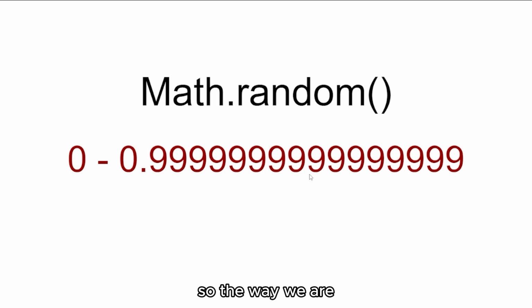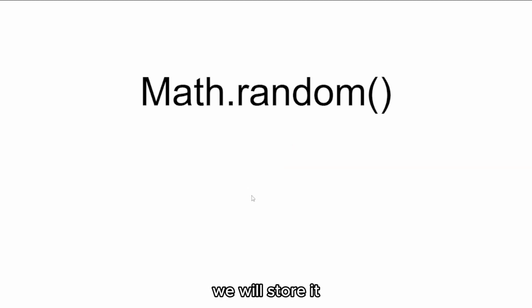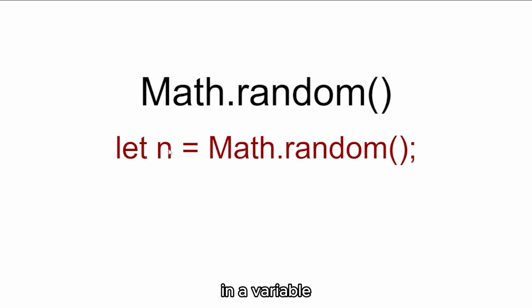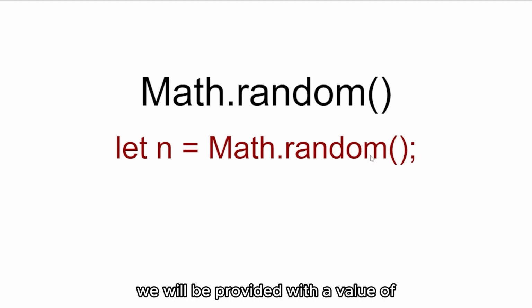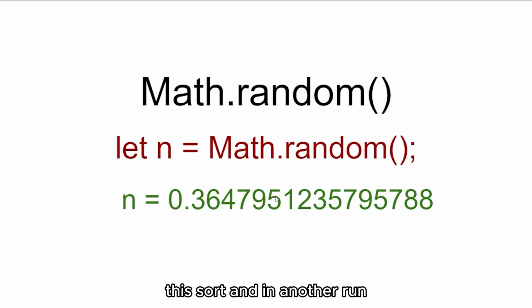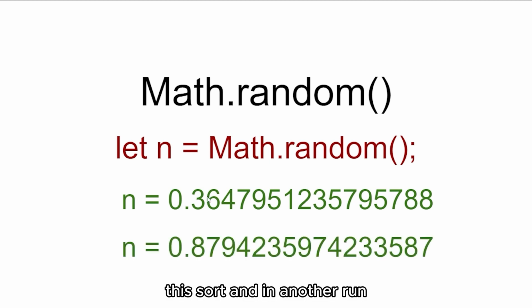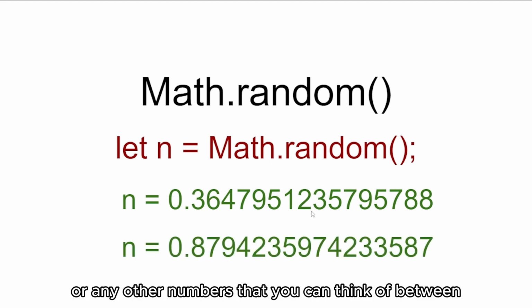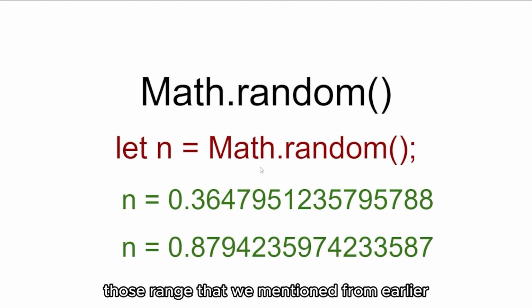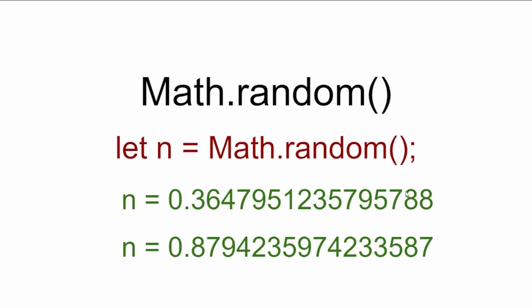The way we are going to use this in our code is, of course, to store it in a variable. In our case, I just came up with n for simplicity, and then we call the function directly. Whenever we run this code, we will be provided with a value of this sort, and in another run, it will be a different one, or any other number between the range that we mentioned earlier.